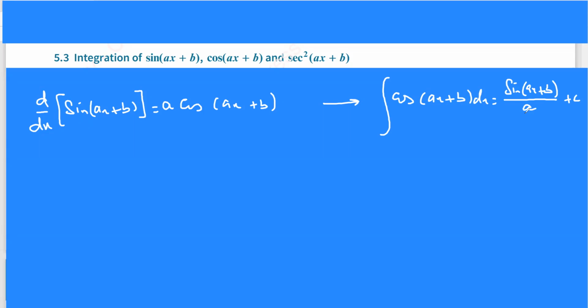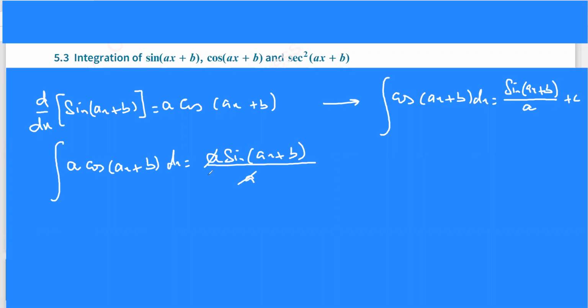This a is the derivative of this angle over here. Like if I exactly write this as the integral of a cos ax plus b, you will see that this would be a times sine ax plus b over a, and these a's get cancelled. Okay, and you get this sine ax plus b back, and then we write plus c.